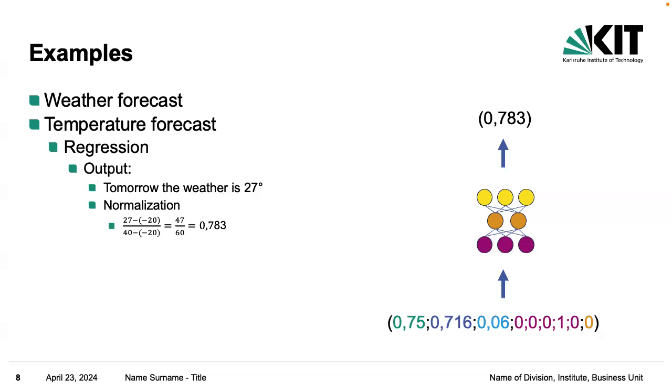The important thing about neural networks is that there's nothing really specific. The only thing that is specific is how you encode your input and your output, but everything else can be done.